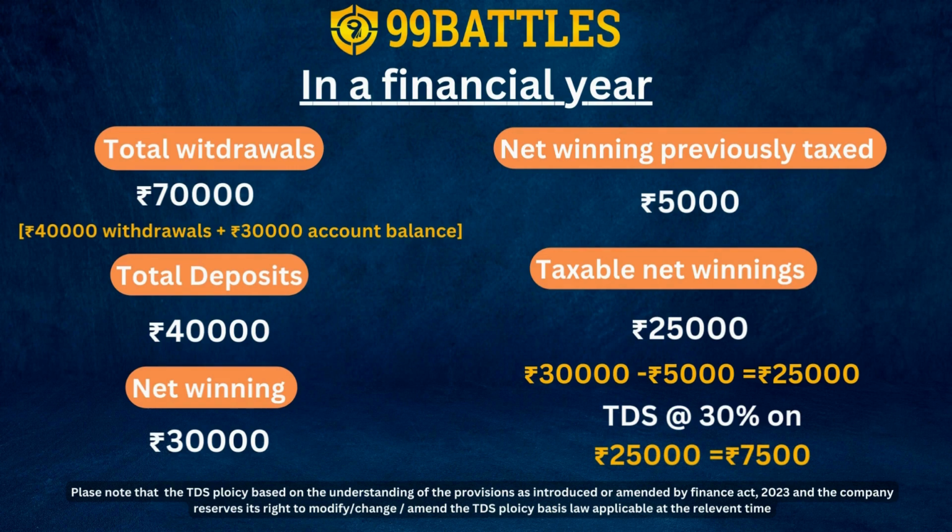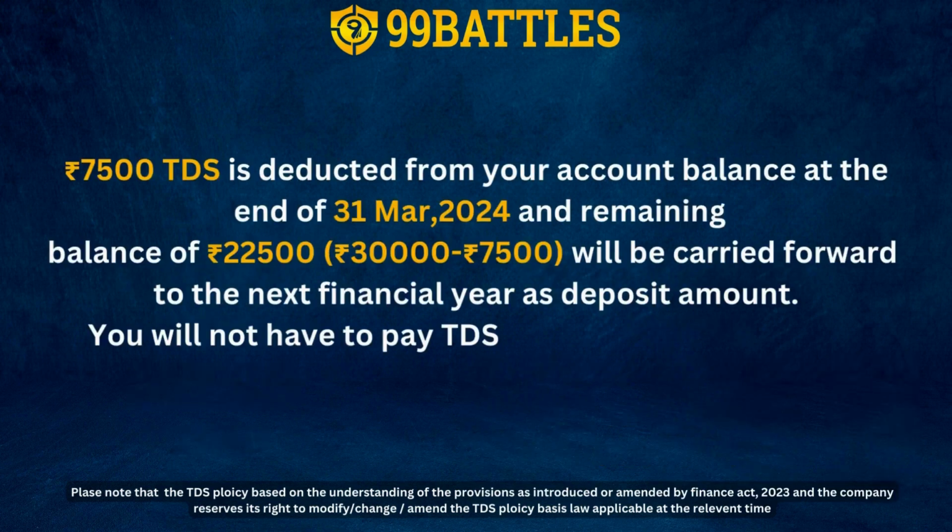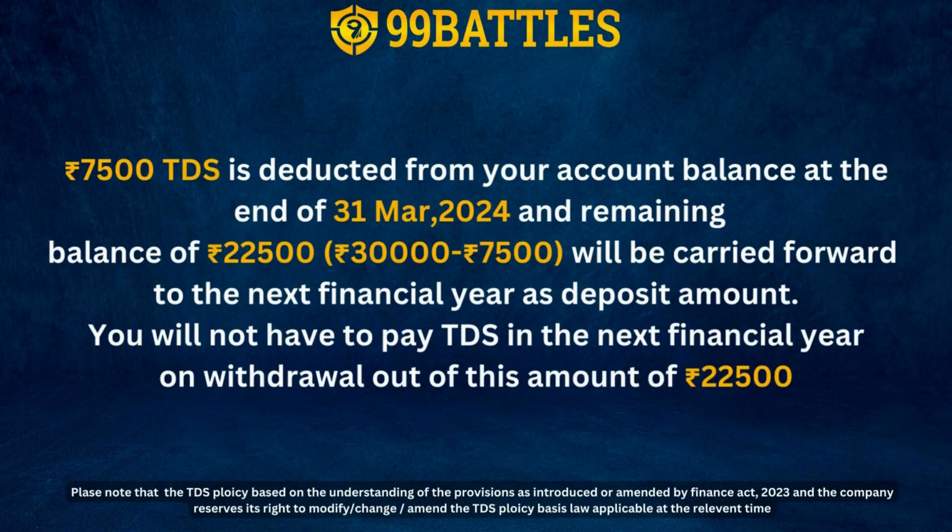TDS at 30% on Rupees 25,000 is Rupees 7,500. Thus Rupees 7,500 TDS is deducted from your account balance at the end of 31st March 2024. Remaining balance of Rupees 22,500, Rupees 30,000 minus Rupees 7,500, will be carried forward to the next financial year as deposited amount. You will not have to pay TDS in the next financial year on withdrawal out of this amount of Rupees 22,500.